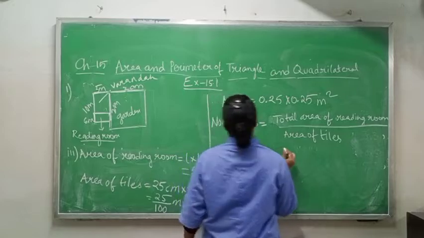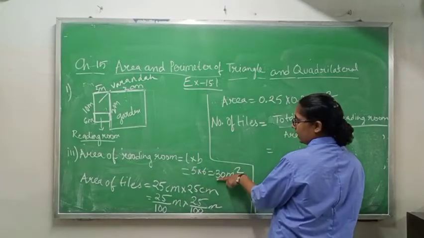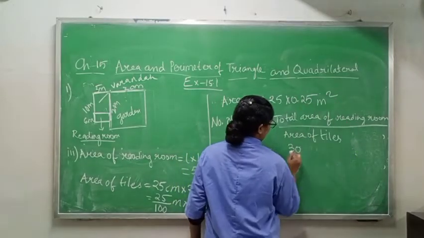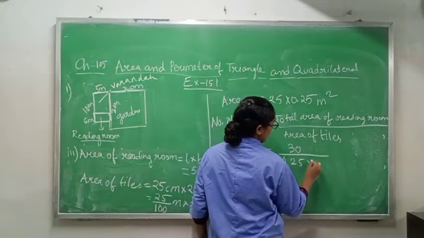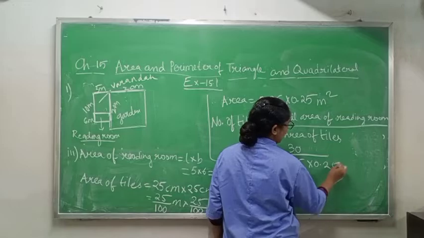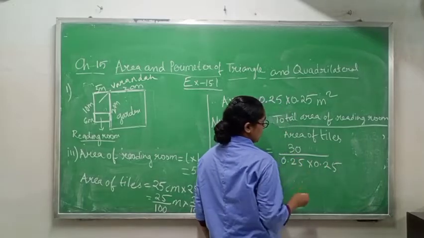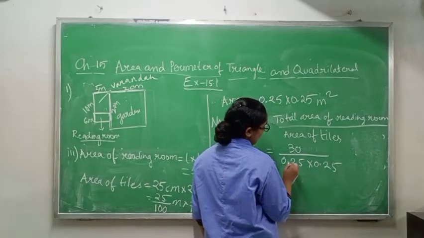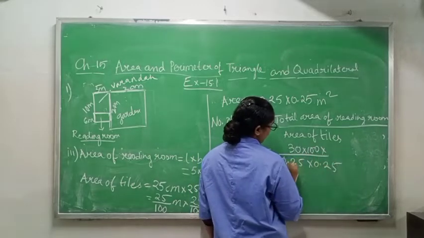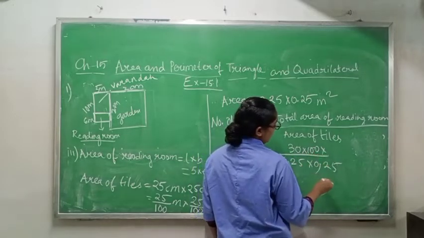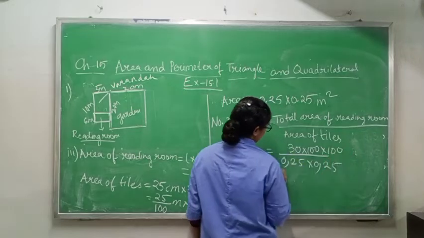So area of reading room you are getting 30, and area of tiles you are getting 0.25 into 0.25. Why am I not multiplying? Because I have to cancel all this, that is why I am not multiplying. Now the point will be removed, it will come 100 here. Again the point will be removed, it will come 100 here.